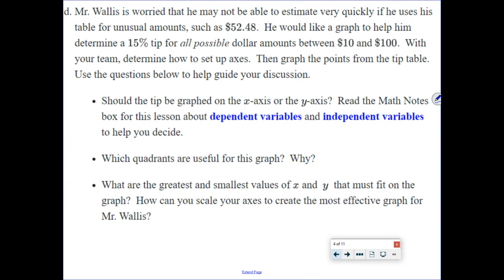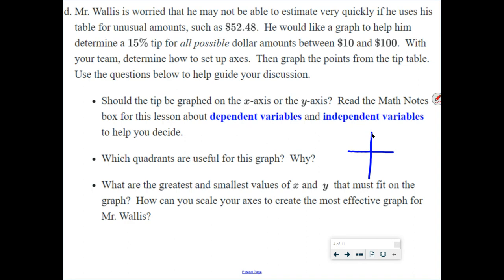Then, which quadrants are useful for this graph? Why? Do I need all 4 quadrants? Well, if I had all 4 quadrants, this allows me to find positive and negative values, right? Wait, do I have negative? Am I going to have a negative bill? I wish. Would I leave a negative tip? Sometimes I wish. But no, so I don't need negative.